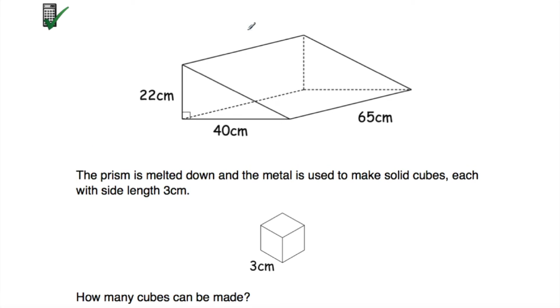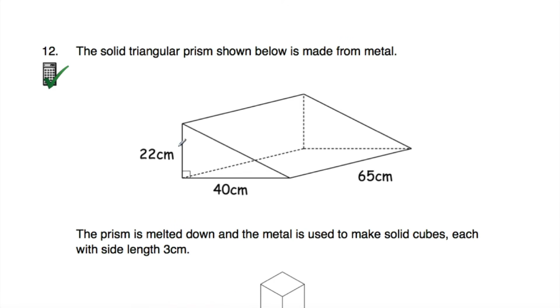So if we find the volume of this triangular prism, that'll be how much metal there would be. Then we could find the volume of the cube and see how much of the metal is needed for each cube. And then we could just divide the total volume of this shape by the volume of the cube to see how many cubes can be made. So let's do that. So let's find the volume of this prism.